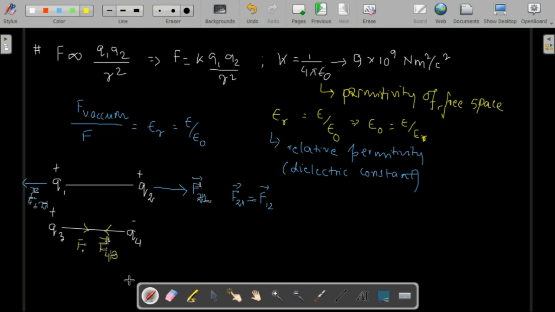So at times you might get a question to find out the force. If you just find one of them, until and unless it's mentioned that you have to show whether they are equal and opposite or not. So in this case also we can say that F43 is equal to F34. So these forces are equal and opposite. That's very important.